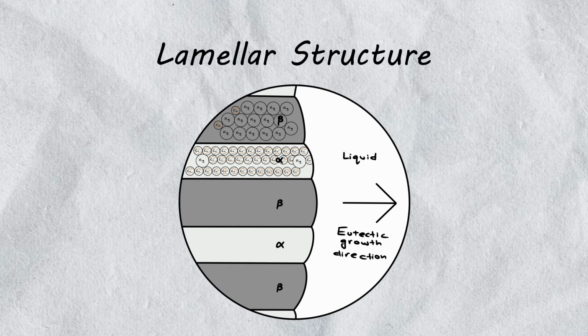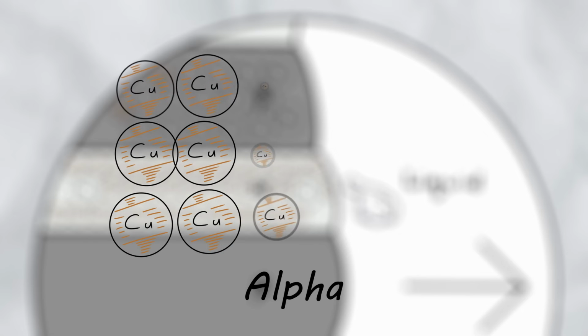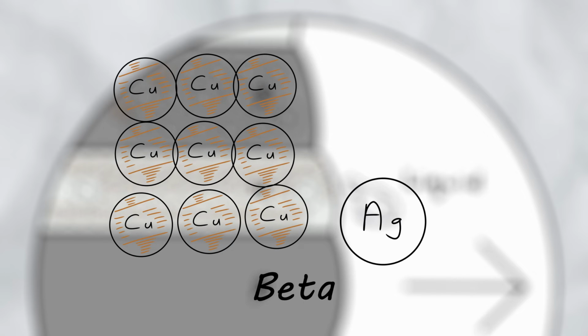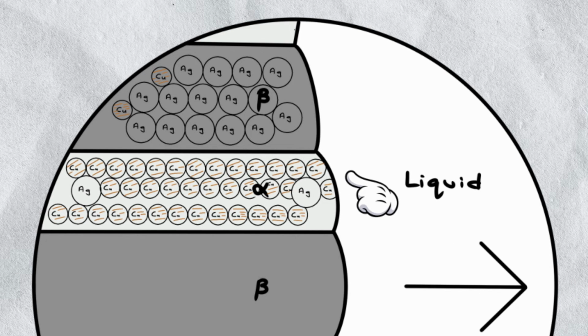Let's go back to the lamellar structure real quick. Now let's zoom in on the microstructure. Here, we see that the alpha phase has significantly more copper atoms than silver. Conversely, the beta phase has significantly more silver atoms than copper. So we see that between the alpha and beta phase, a concentration gradient will be established and the diffusion of copper and silver atoms across the phase boundaries will take place.